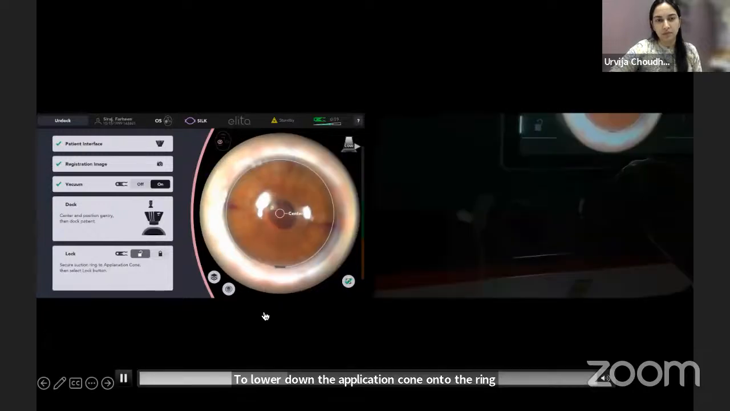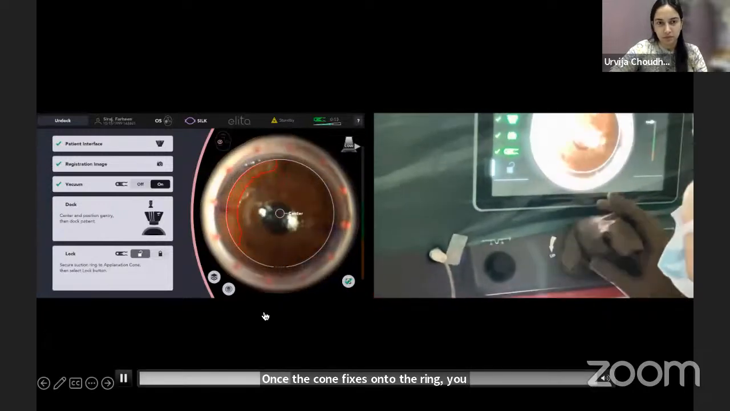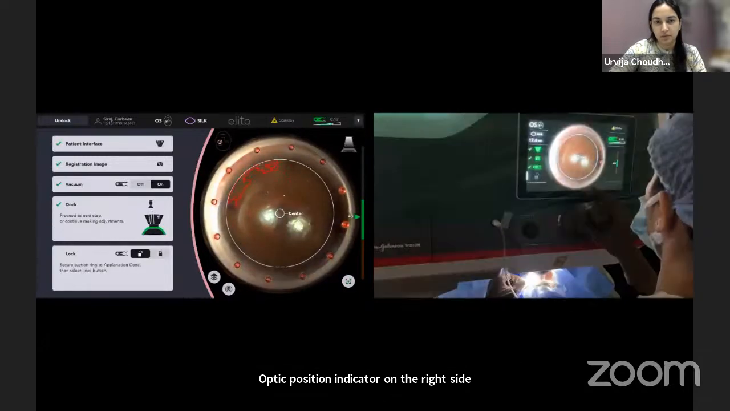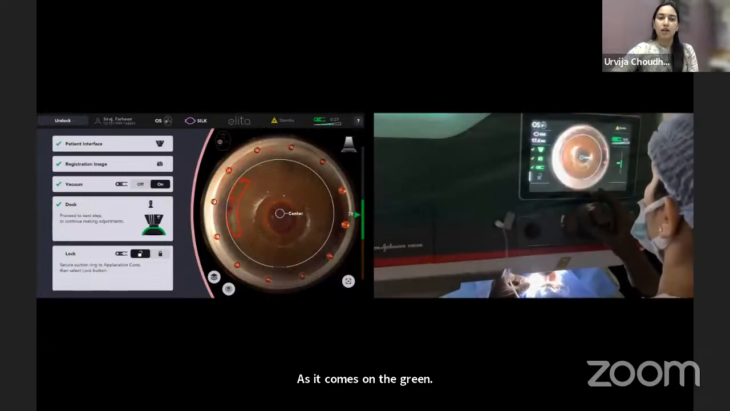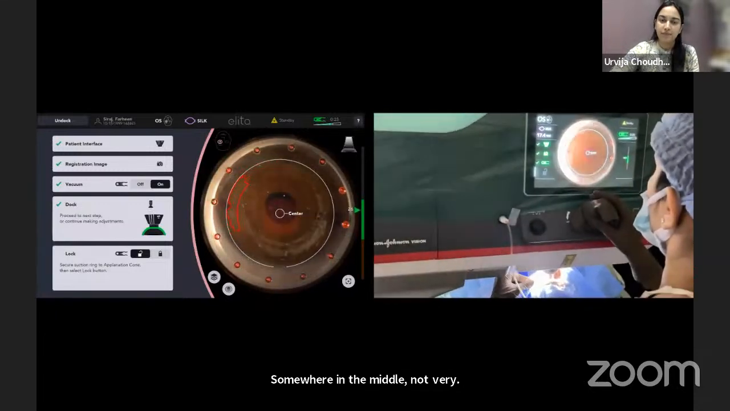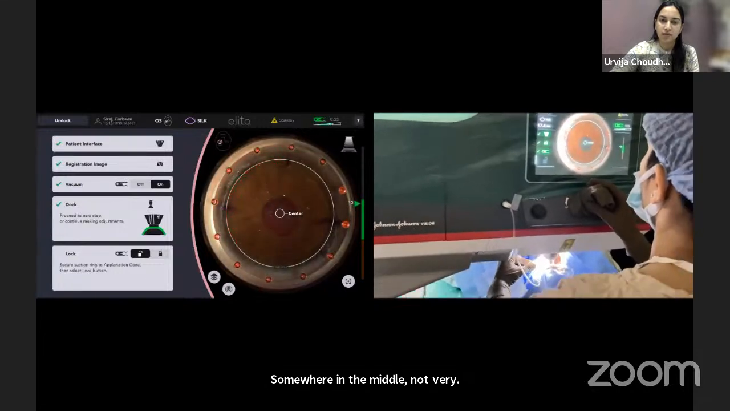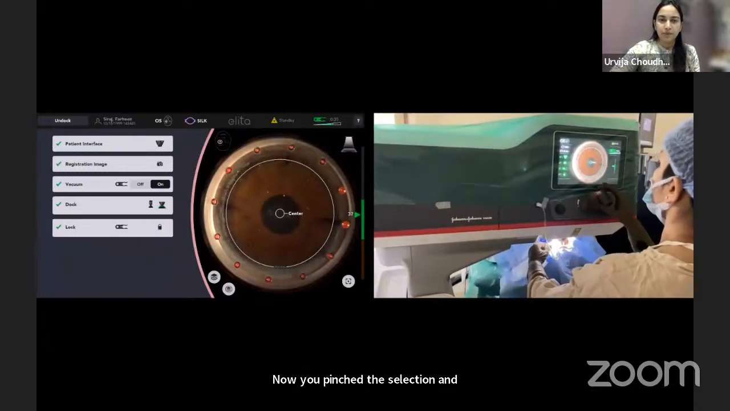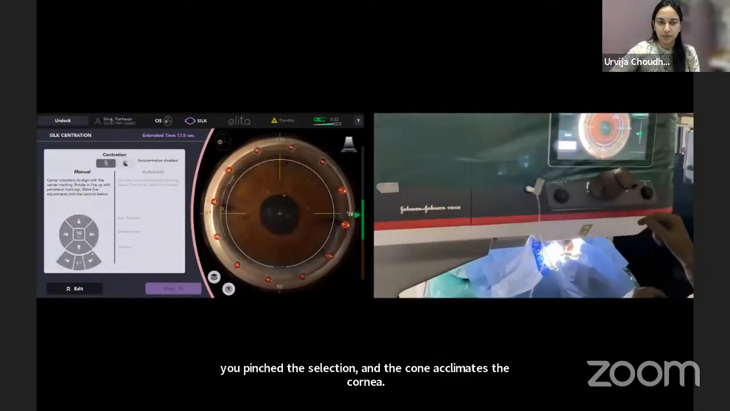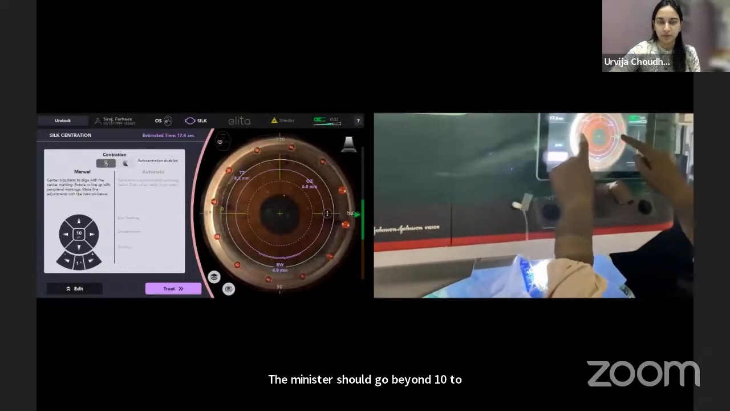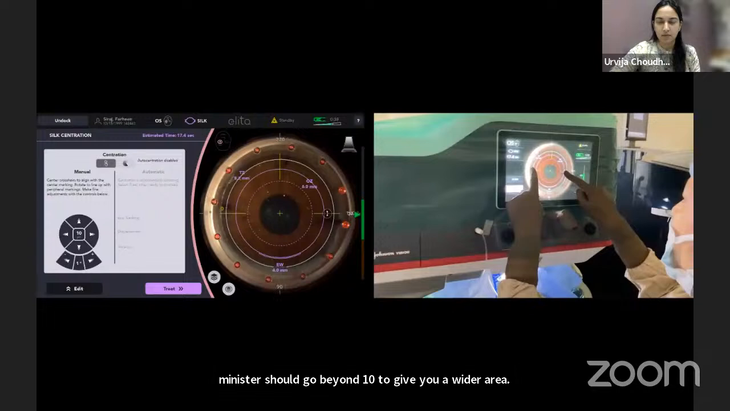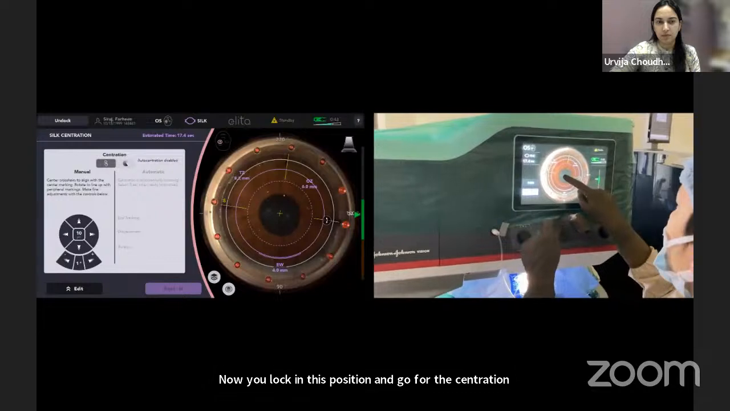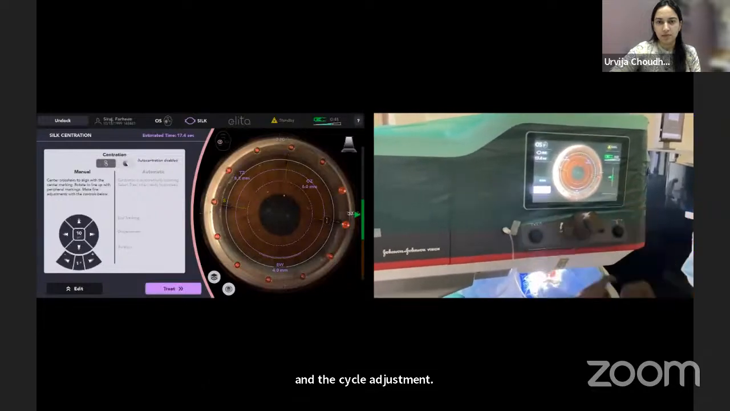Once the cone fixes onto the ring, you check for the optic position indicator on the right side as it comes on the green zone. Somewhere in the middle, not very low, not very high. Now you pinch the suction ring and the cone applanates the cornea. The meniscus should go beyond 10 millimeters to give you a wider area for adjustment. Now you lock in this position and go for the centration and the cyclotorsion adjustment. It has got a very good touchscreen mode, so you can do it by yourself.